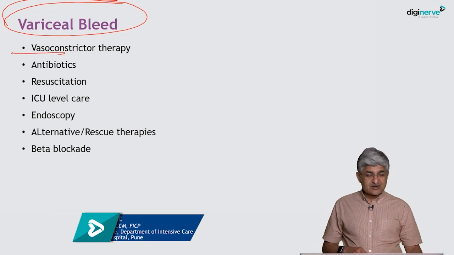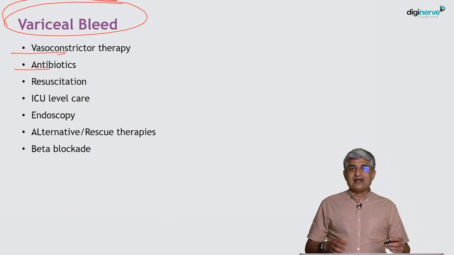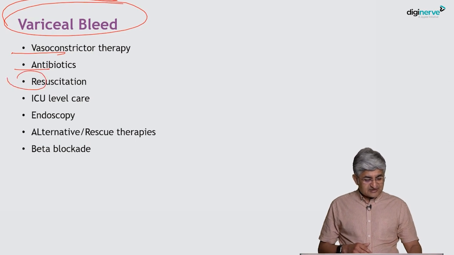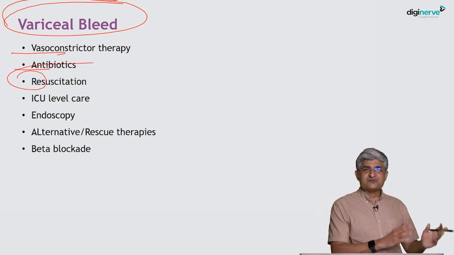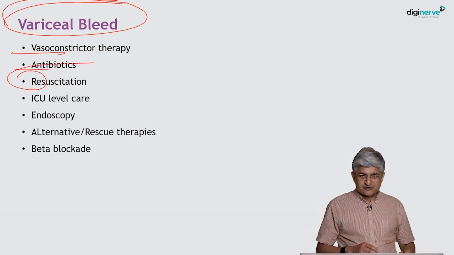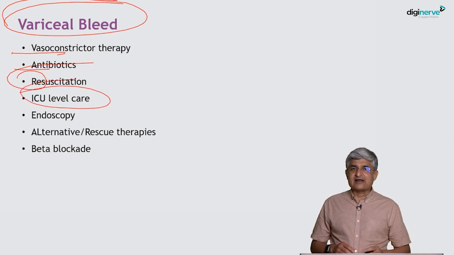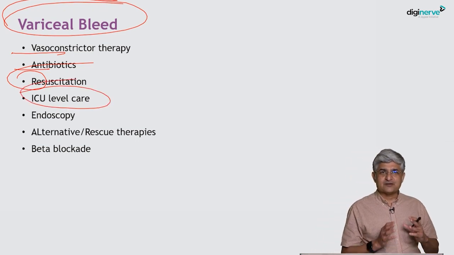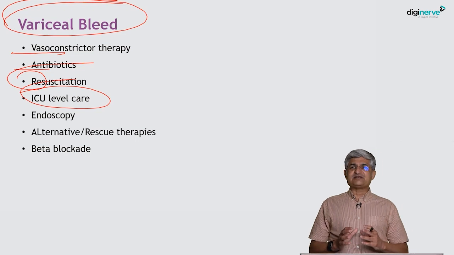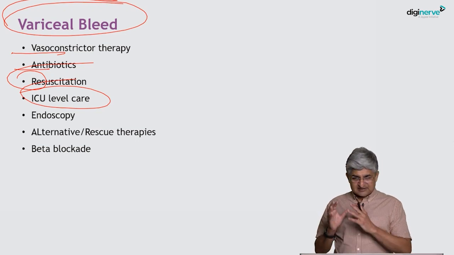So as I said, the treatment itself lies in the word variceal. You should give vasoconstrictor therapy, antibiotics to avoid any aspiration pneumonias, resuscitation of all patients as we did in any kind of upper gastrointestinal bleed. The ICU level care has to be of the topmost without forgetting the basics of intensive care, and always take into consideration the airway, breathing and the circulation.